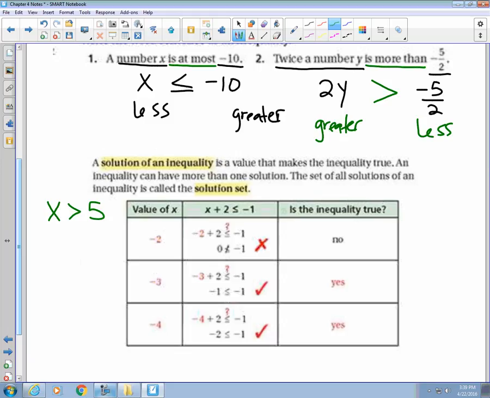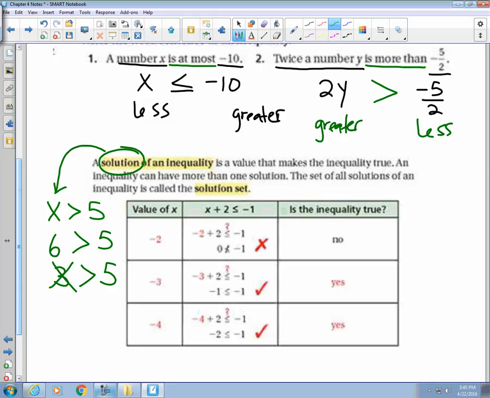A solution for this inequality is any number that I can plug in for x that makes it true. So let's think about some numbers that might make it true. I could say 6. So let me plug 6 in for x. If 6 is actually greater than 5, then 6 would be a solution for the inequality because it makes the inequality true. If I chose a number like 3 and plugged it in for x, 3 is greater than 5? Well, that's not true. So 3 could not be a solution of the inequality.